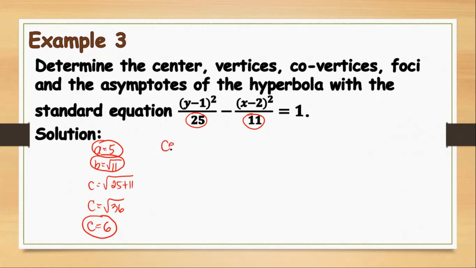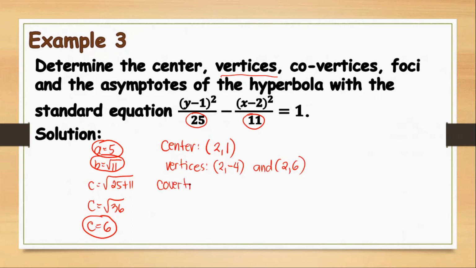So let's find the center first. Your x is here, so we have x coordinate of 2, and also your y is here, so 1. The center is at 2, 1. So for the vertex, there is a change in y. So for the vertices, we have 2, 1 minus 5, that is negative 4, and 2, 1 plus 5 is 6. That will be for the vertices.